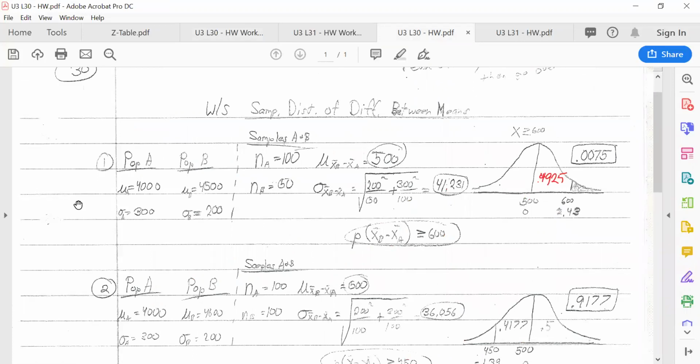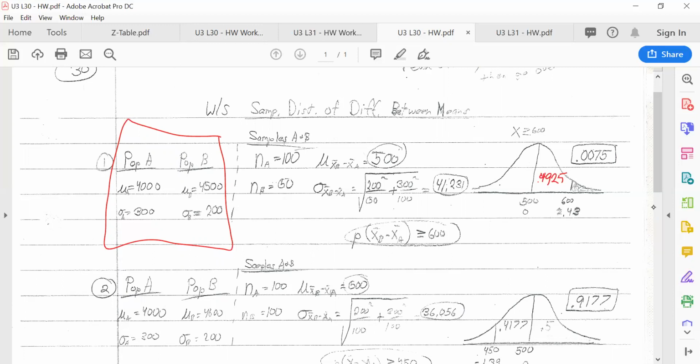All right, so if you missed the meeting, always start with the populations. Here are the populations. A has a breaking strength of 4,000 pounds and a standard deviation of 300. B has a breaking strength of 4,500 pounds, standard deviation of 200. Before we even begin, B is stronger than A. By how much? 500 pounds, 4,500 minus 4,000. That's the key to doing these problems, just taking the difference of the means.